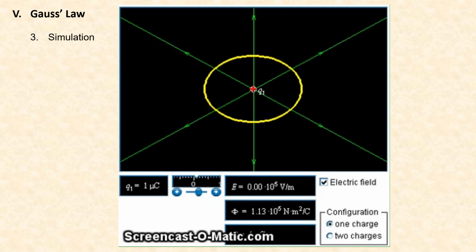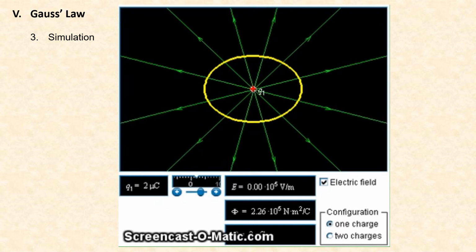microcoulomb here. And remember that the electric flux through a surface is a measure of the number of electric field lines, or the amount of field that actually penetrates that surface. Take a look here. For a charge of 1 microcoulomb enclosed by that surface, the flux is about 1.13 times 10 to the 5th. If we double the amount of charge enclosed, see what happens to the flux. Notice that the flux doubles. We have twice as many field lines penetrating that surface.